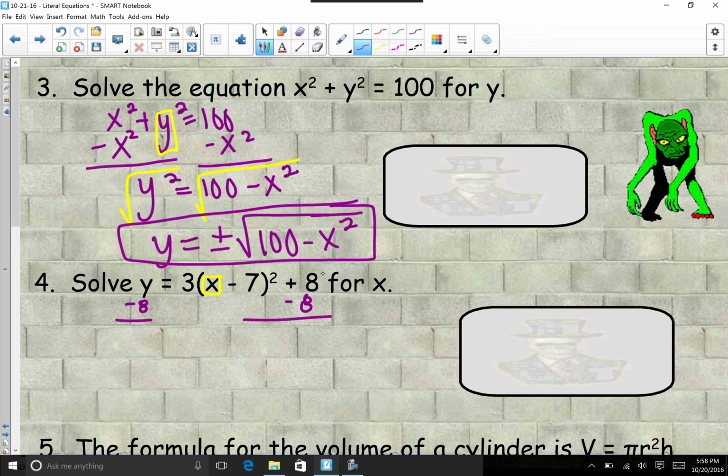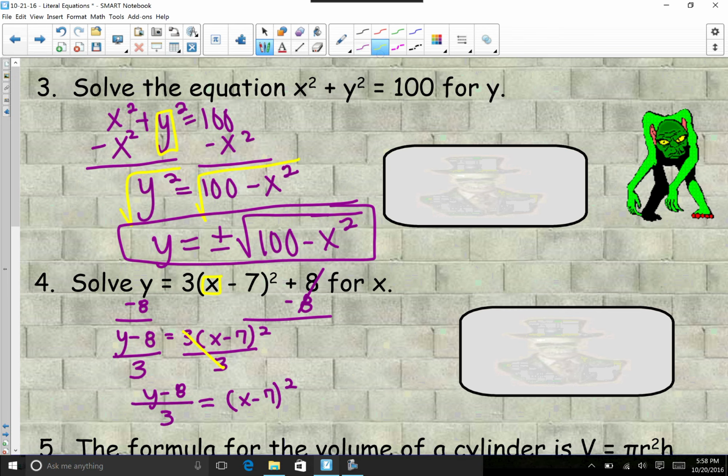8 minus 8 is 0, so I end up with y minus 8 equals 3 times x minus 7 squared. Some of you may try to FOIL that. You don't want to do that. That's way too much work. I can then come over here and divide by 3. 3 divided by 3 is 1, so this would go away. All right, so I'm left with y minus 8 over 3 equals x minus 7 squared.